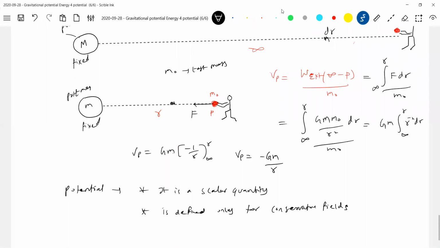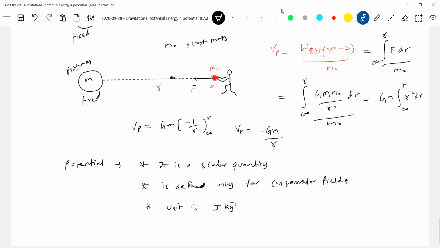So what should be the unit for this? Work done. What is the work done? Joule. Work done per unit mass, so joule per kg will be the unit for the potential. It's a scalar quantity. Gravitational field is a vector quantity. Now, this is the potential we define for a point mass. Okay, let's extend this. Let's calculate the potential due to a ring, or say first, due to a finite rod.